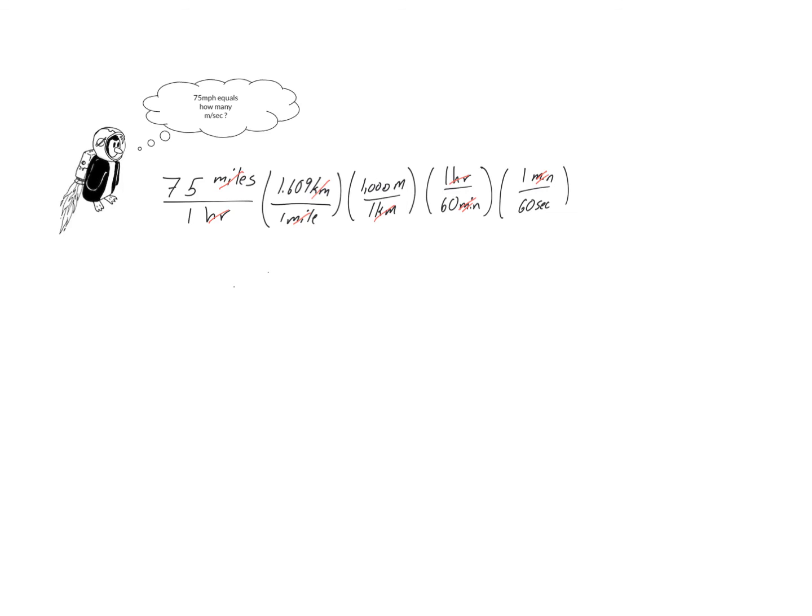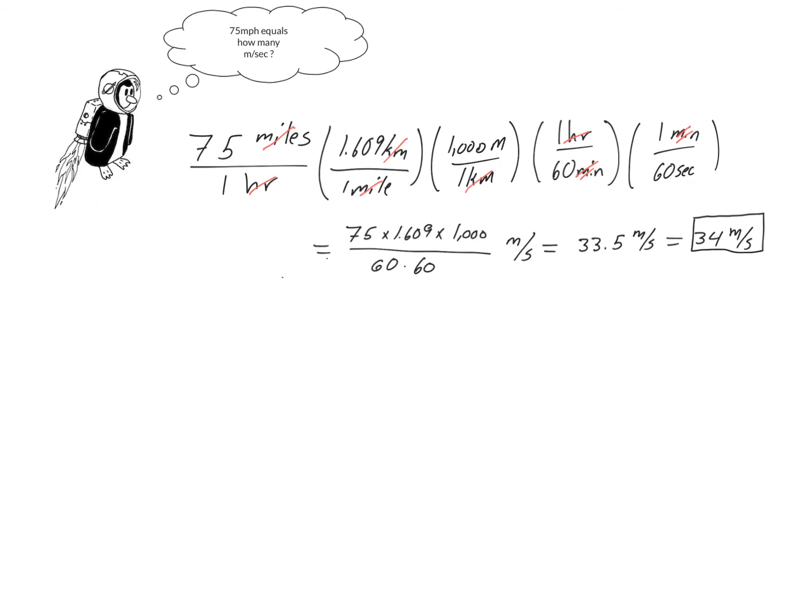Let's clean this up a little bit. So all this is going to be equal to 75 times 1.609 times 1,000, all divided by 60 times 60. And the units are going to be meters per second. Plug that into your calculator, you get 33.5 meters per second, or with the right number of sig figs, 34 meters per second. One final word of warning.